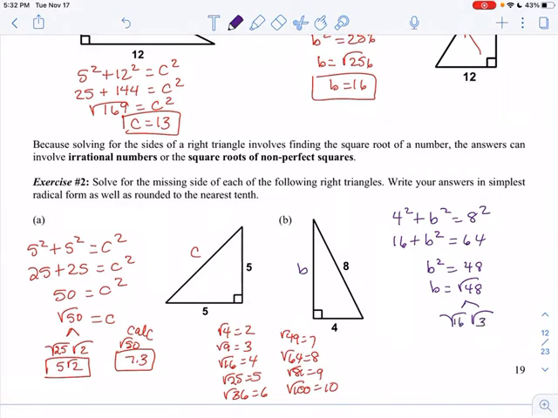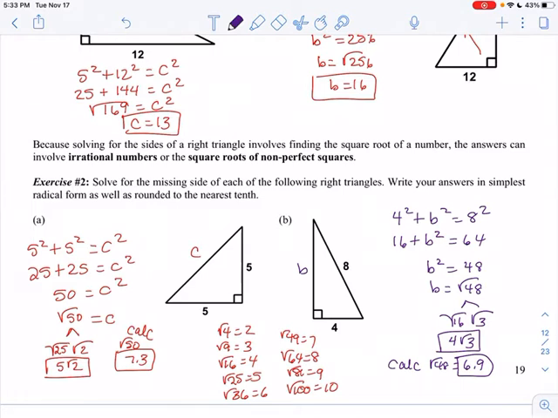16 times 3 is 48. The 16 gets written first because that's what's getting simplified. And the square root of 16 is 4. And that's my answer. And 3 stays radical 3. And then in my calculator, I'll do square root of 48. And that equals 6.9 if I'm rounding it to the nearest tenth. Okay?